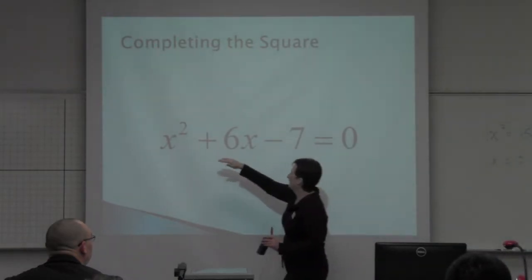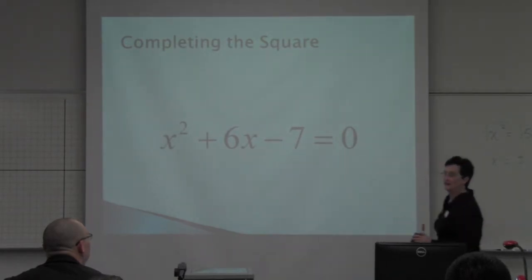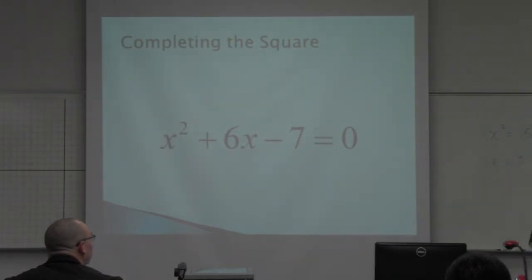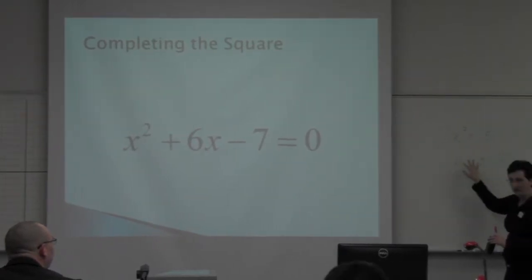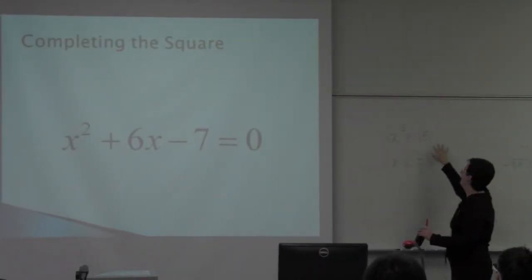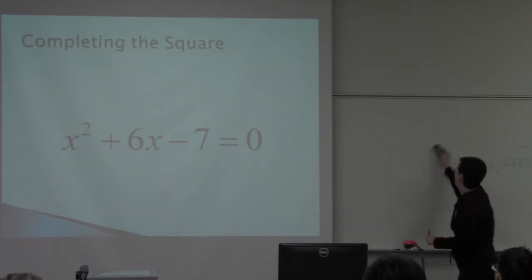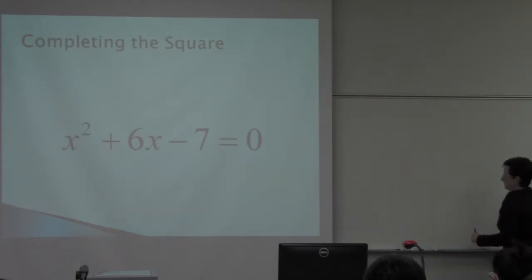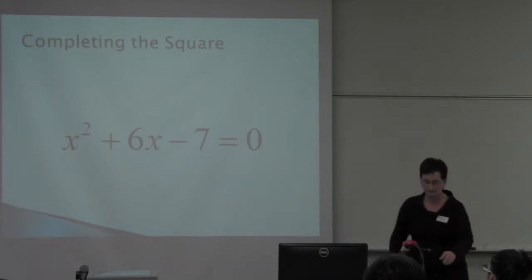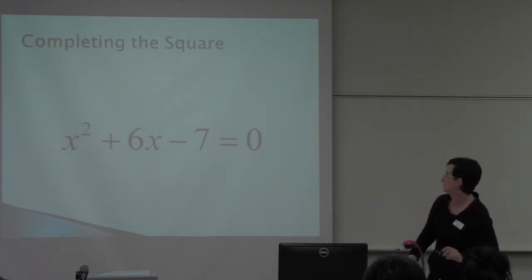Is x squared plus 6x minus 7 a perfect square trinomial? The answer is no. So if we could make it into a perfect square trinomial, then you would have a perfect square on one side and a number on the other. So that's what we're going to do. We're going to force this into the square root method. All right, how do we do that? I'm so glad you asked.